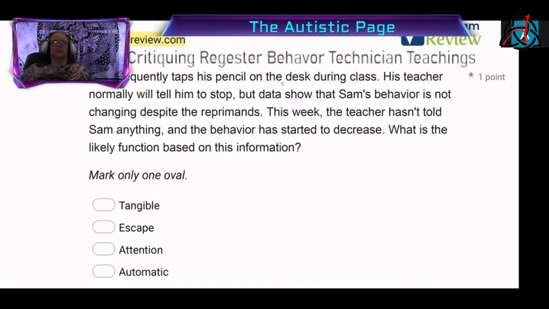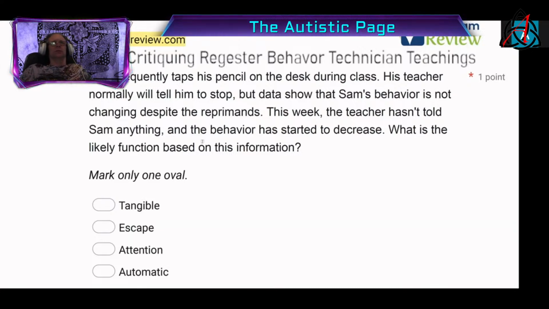Sam frequently taps his pencil on the desk during class. His teacher normally will tell him to stop, but data show that Sam's behavior is not changing despite the reprimands. This week, the teacher hasn't told Sam anything, and the behavior has started to decrease. What is the likely function based on this information?